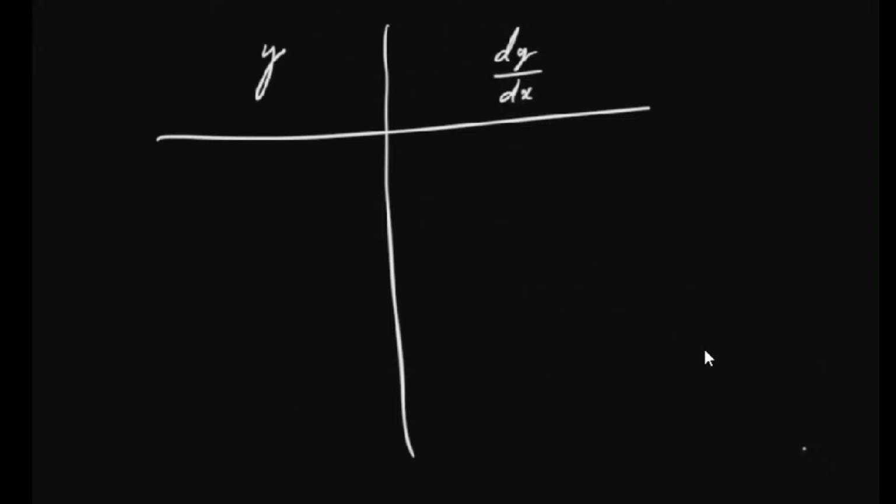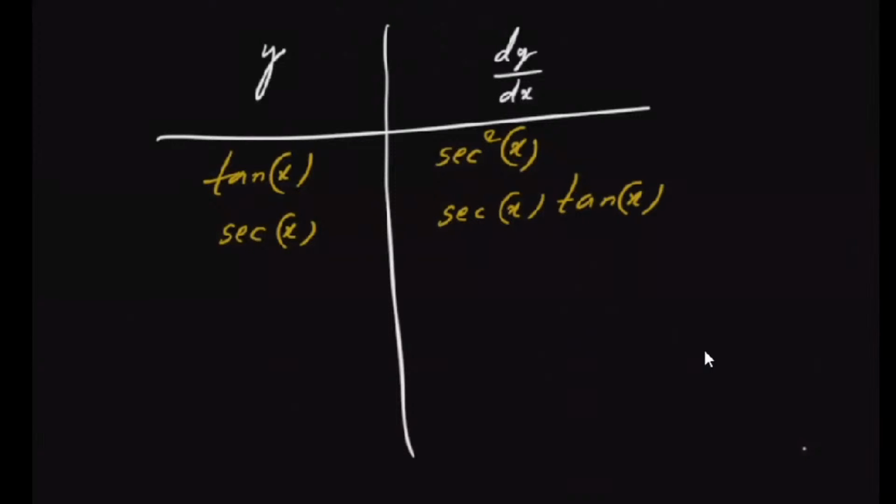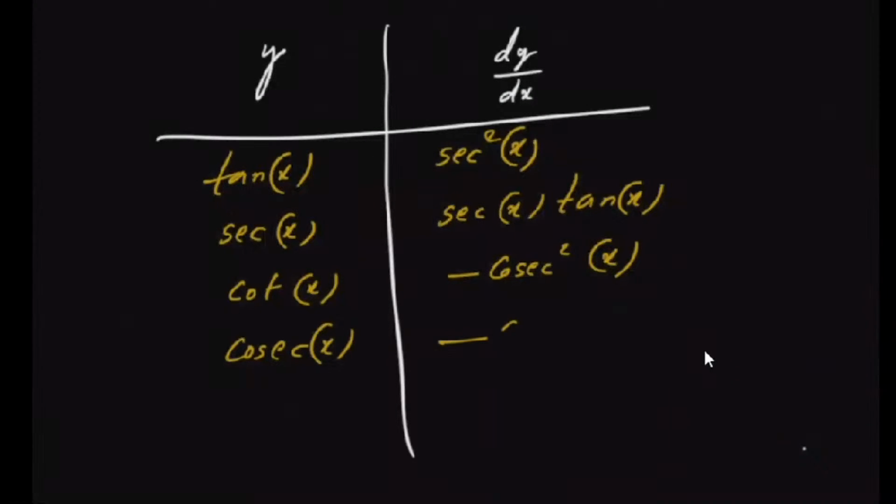Here I'm writing the function, and here I'm writing the derivative, dy by dx. So the derivative of tan x is secant square x. This you have to remember. The derivative of secant x, this also you can derive, but I'm not deriving because we don't have time. It is secant x into tan x. The derivative of cot x is minus cosecant square x, and the derivative of cosecant x is minus cosecant x cot x, correct?